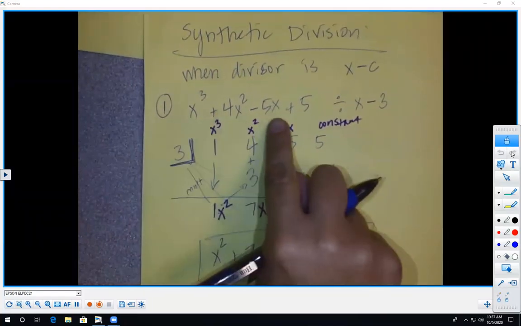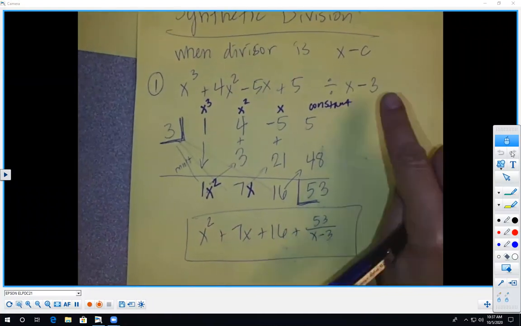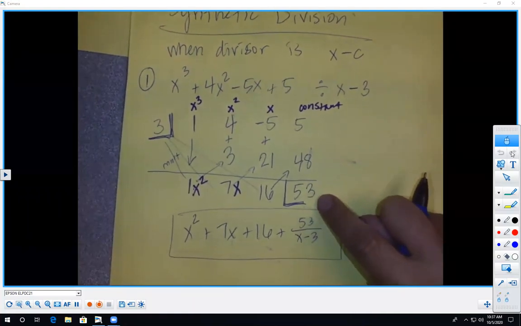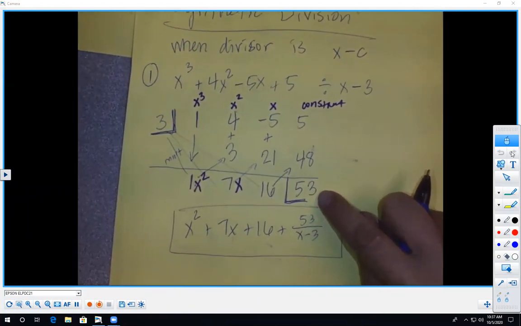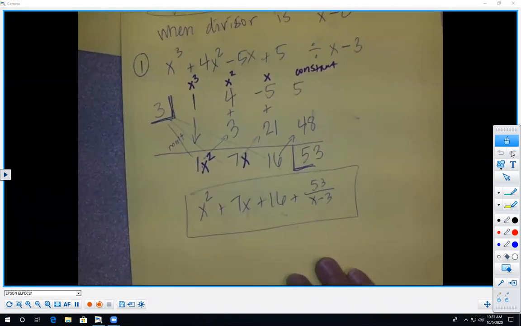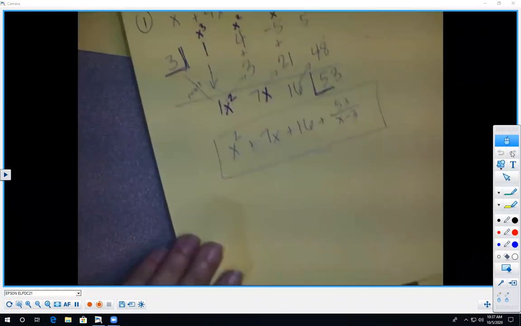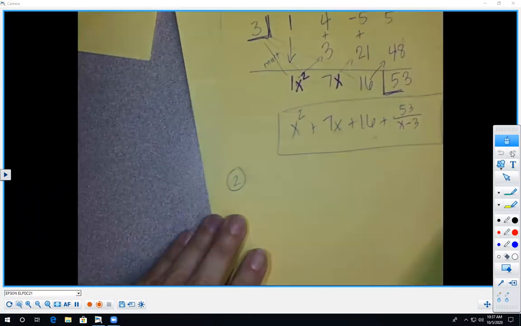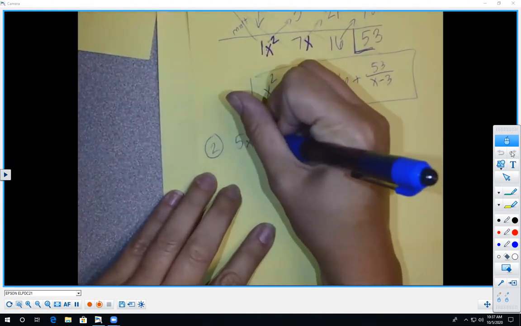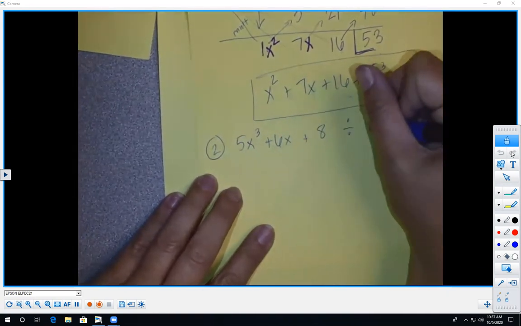Is this polynomial factorable by x minus 3? No, it does not factor into x minus 3 times something because I have a remainder here. I'm not allowed to have a remainder for it to factor. Okay, let's do a couple more of those. There we go. Okay, let's do number 2, the problem 5x cubed plus 6x plus 8, and I want to divide it by x plus 2.